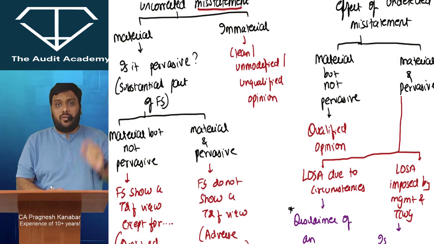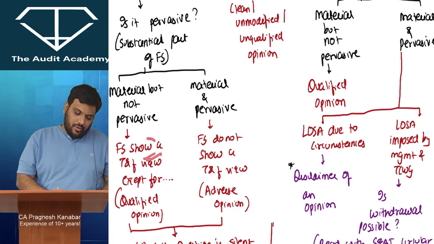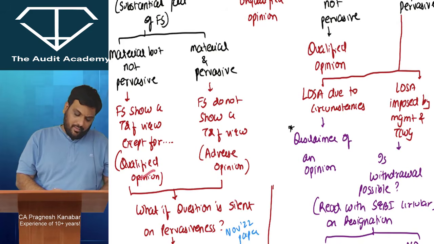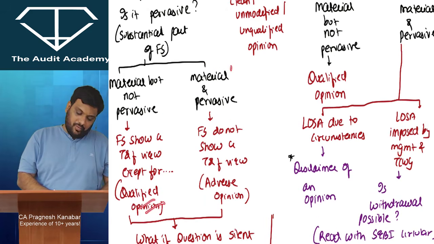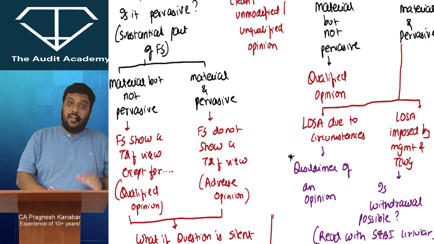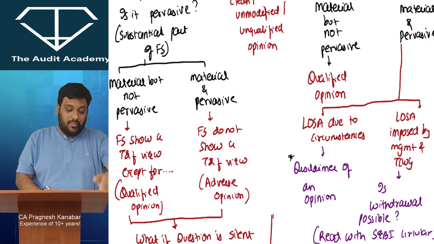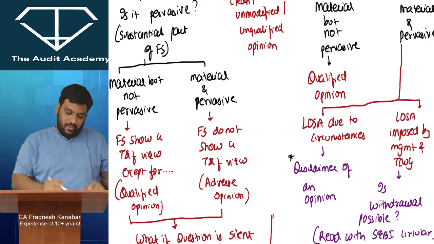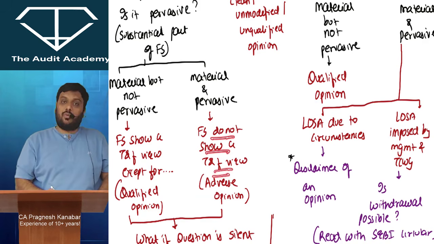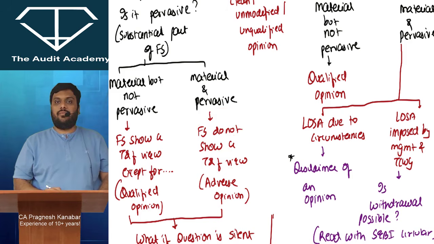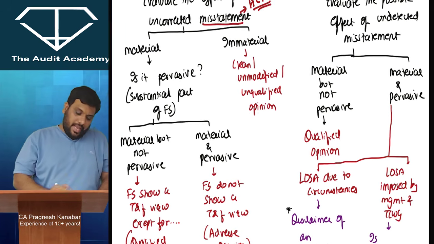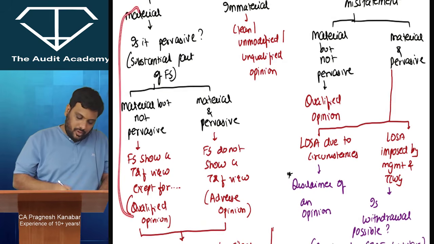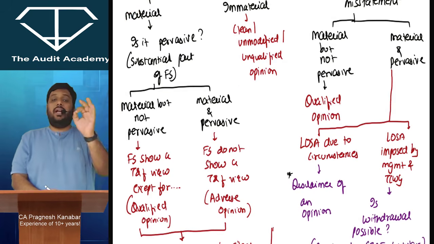If it is material but not pervasive, then you are going to say financial statements show a true and fair view except for the following, and that is nothing but a qualified opinion. If it is material and pervasive, that means in a coaching class company, if the admissions data itself is wrong, then the entire financial statement goes wrong, and you are going to say financial statements do not show a true and fair view, that is nothing but an adverse opinion. This much is very simple at CA final level.